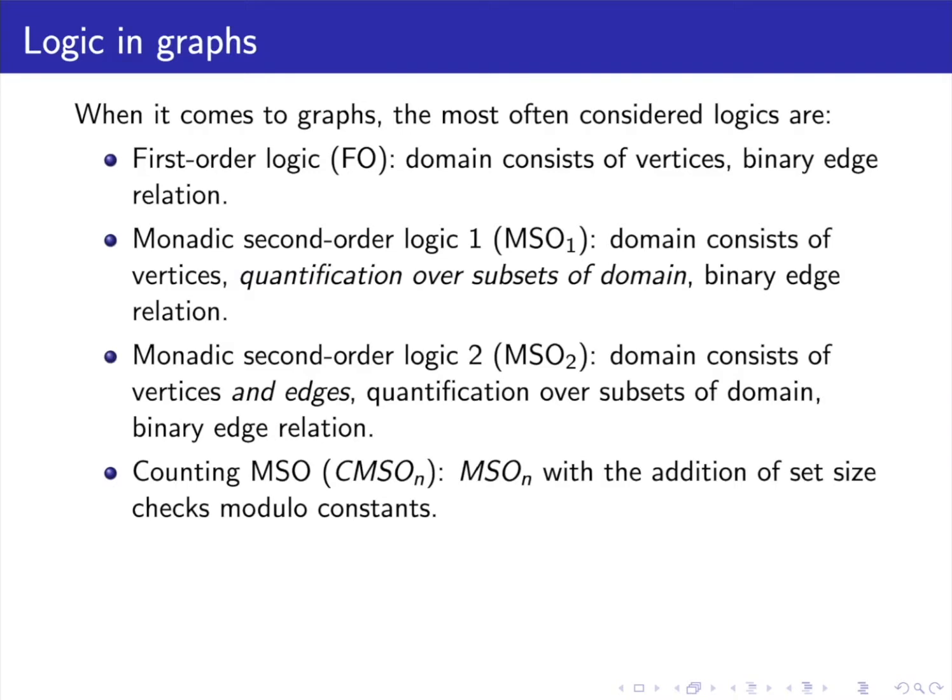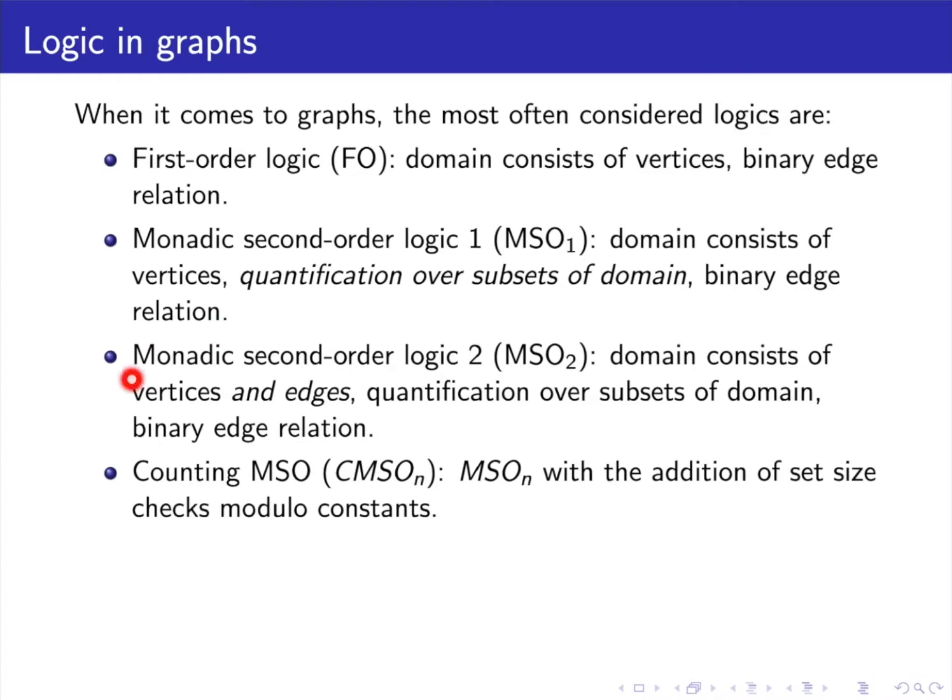So let's go over a few popular logics that are used in the context of graphs. The one that we've already seen is first order logic, right? Here we have a domain that's built of vertices, and we have a binary edge relation. And we can quantify over those vertices, of course, nothing special happens there. Now the interesting generalizations that are often mentioned in computer science are monadic second order logic 1, usually abbreviated as just MSO1. What this means is that the domain still consists of just vertices, but the monadic part basically says that we can quantify over subsets of the domain. So we can also quantify over subsets of vertices, and we still only have the binary edge relation.